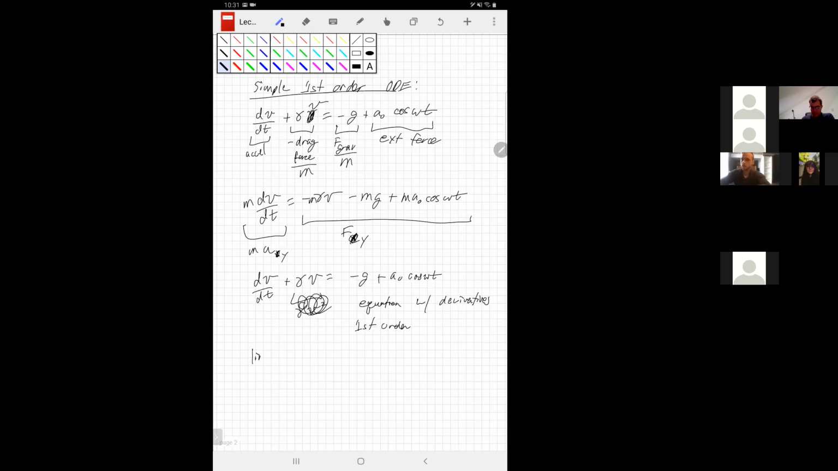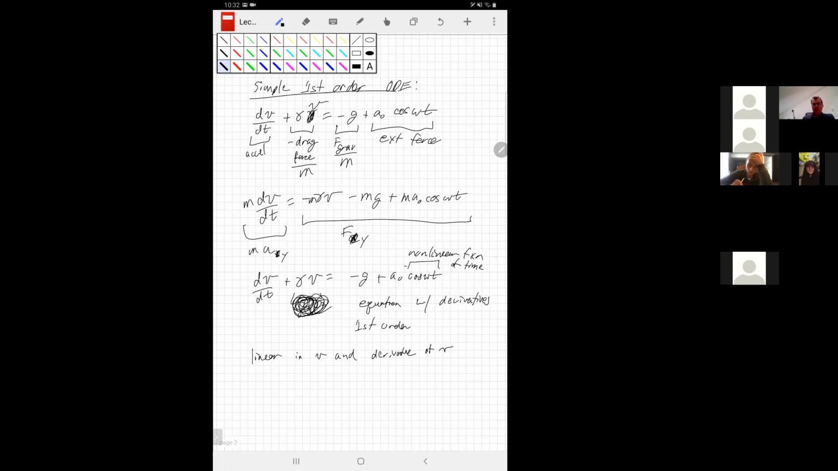It's also linear, at least if I don't have gamma v squared in there. It's linear because it's linear in v and its derivatives. Of course, it's not a linear function of time. This is a nonlinear function of time. But that doesn't matter, all right?